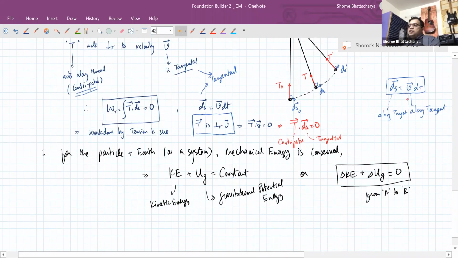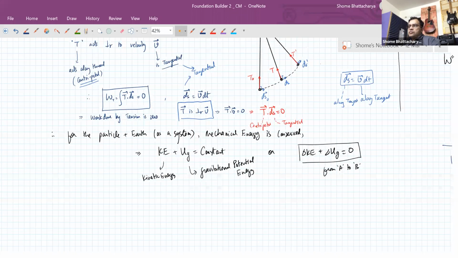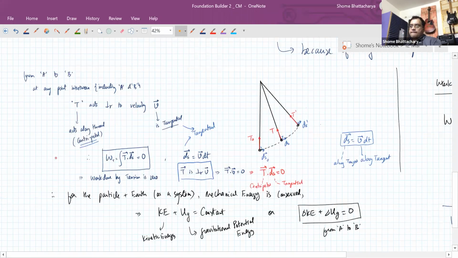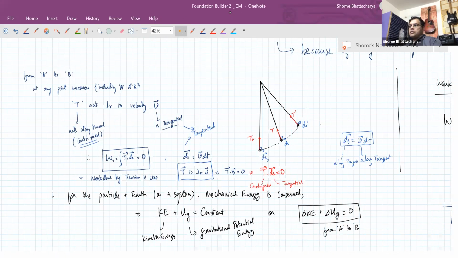Okay, Norman, beta, this point is clear now? Okay, very good. So tension is just acting in such a way that at every point it is perpendicular to the instantaneous displacement ds. So for every small displacement ds, the work done by tension is 0. So that means the total work done by tension going from this point A, let's say, to this point B, the total work done will also be 0, because at every point in between t dot ds is 0. So integration t dot ds will be 0.